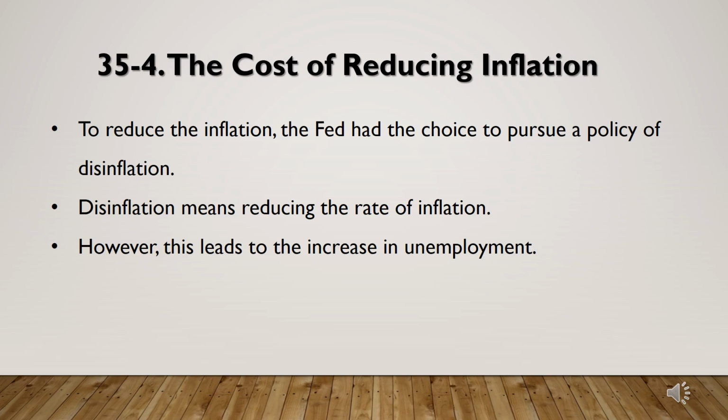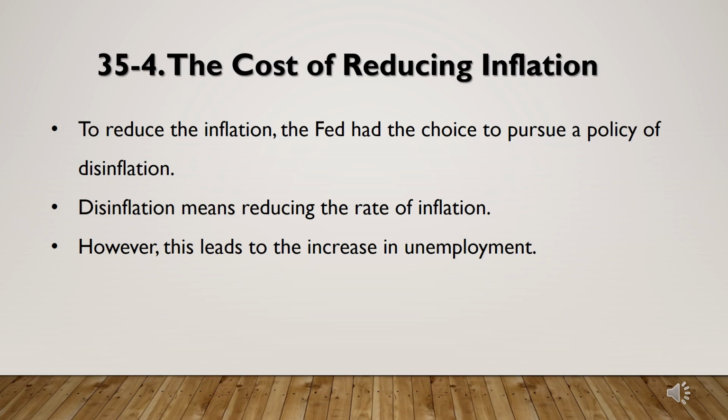Now we will start the fourth part of chapter 35, which is the cost of reducing inflation. To reduce inflation, the Fed had the choice to apply the policy of disinflation. Disinflation itself is different from deflation. Disinflation means reducing the rate of inflation. Deflation means a reduction in the price level. Disinflation is like slowing down, whereas deflation is like going in reverse.